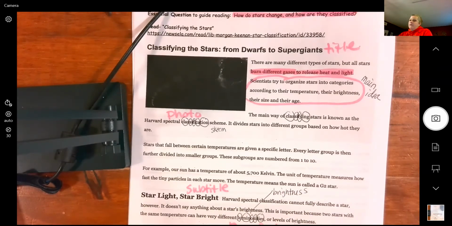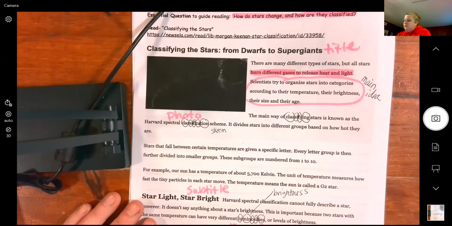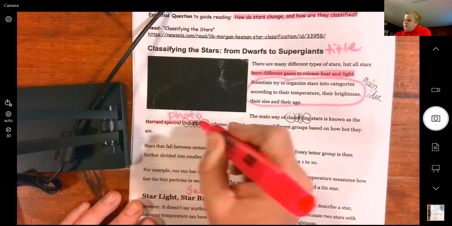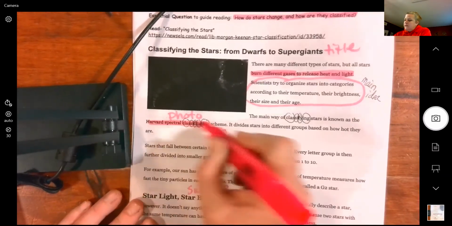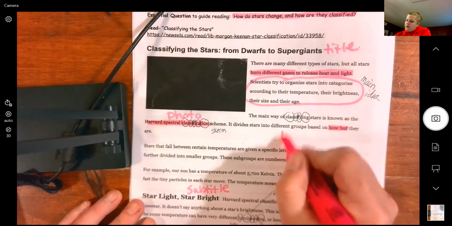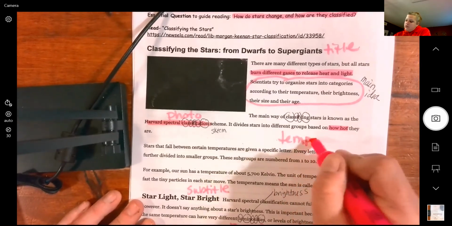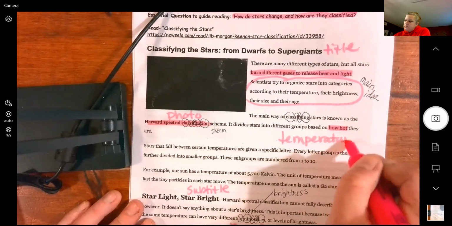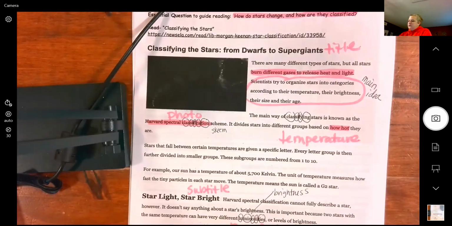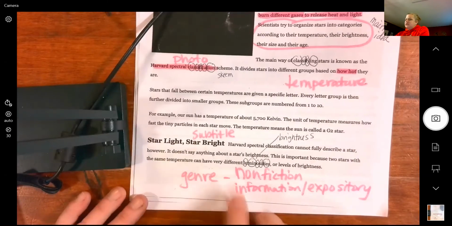All right, so what's our first classification system and what do they classify on? So it's the Harvard Spectral Classification, and it's based on how hot they are, temperature. That was one side of that diagram. All right, starlight, star bright.